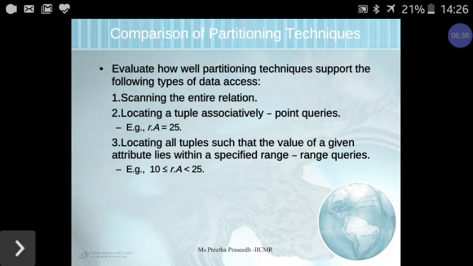Comparison, so this we already explained. Round robin scans the entire relation, and hash function locates the tuple associatively, for example the relation dot A value equal to 25, and range partitioning is for range queries, that is a particular range.